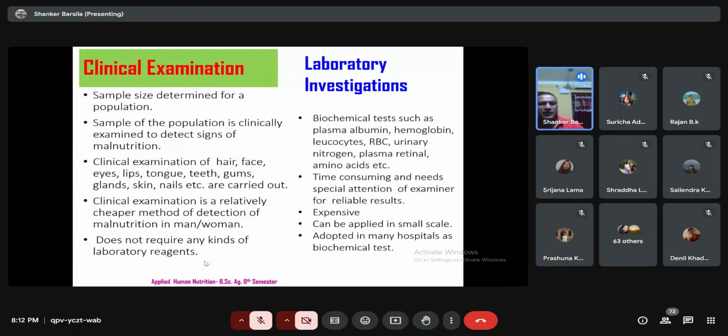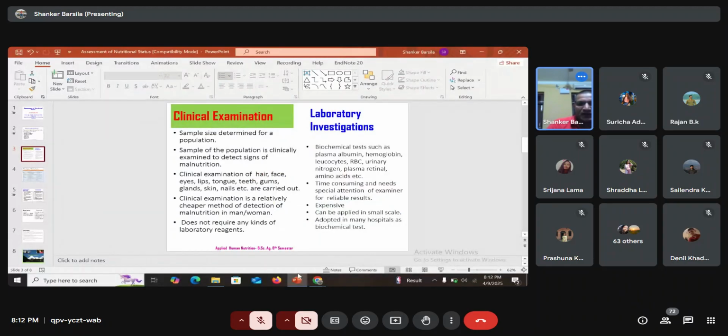And clinical examination is relatively quick, cheaper, and it is a personal method of detection. Okay, if you go to the hospital, the doctor first checks you for the physical signs. They are called the clinical examination. And this method doesn't require any kind of high tools.